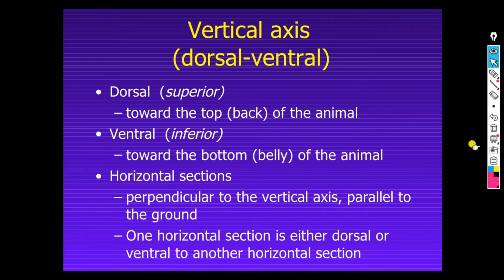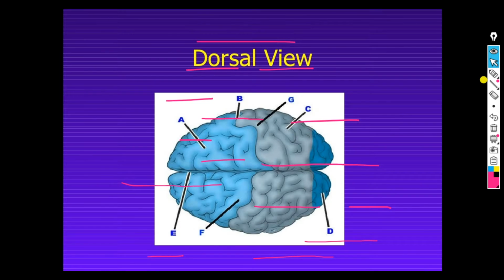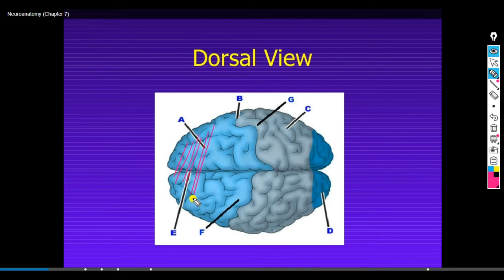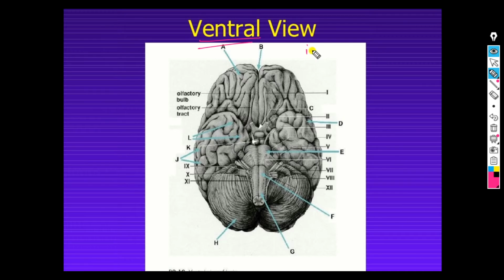Vertical axis, dorsal to ventral. Dorsal or superior is toward the top or back of the animal, ventral or inferior is toward the bottom or belly of the animal. Horizontal section is perpendicular to the vertical axis. It is parallel to the ground. And you can see the dorsal view here. When we look from the top side, we can see the brain looks like this. And the ventral view, when we view from inferior, the brain looks like this.